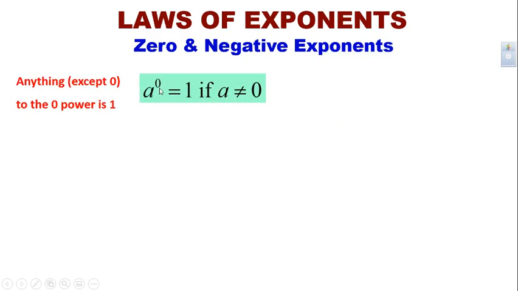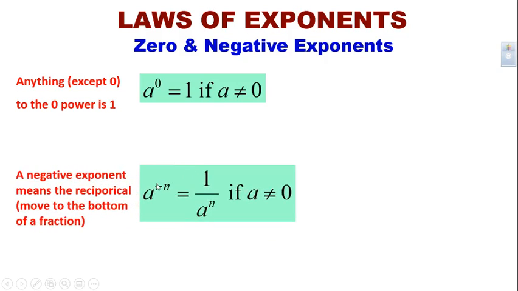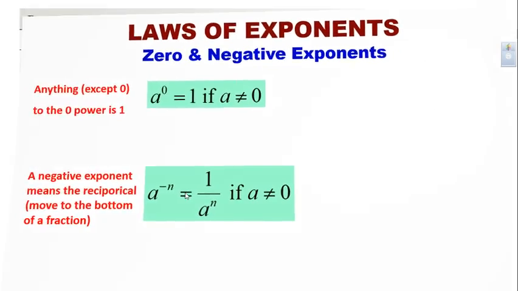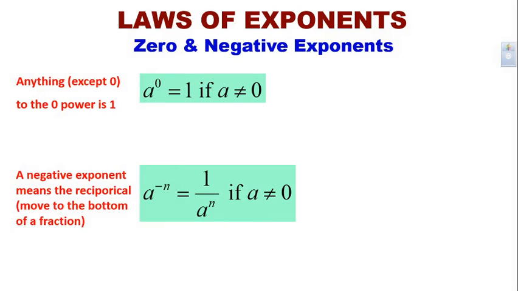If we have a number raised to the power 0, then as long as the base is not 0, the answer is going to be 1. Any number raised to the power 0 is going to be 1. And if you raise a number to a negative exponent, it's the same as flipping that expression and changing the exponent to a positive. And I'm going to show you how that works right now.